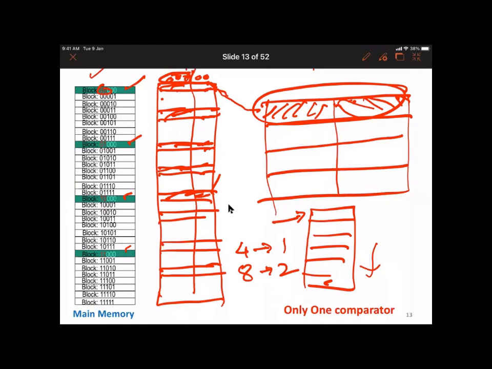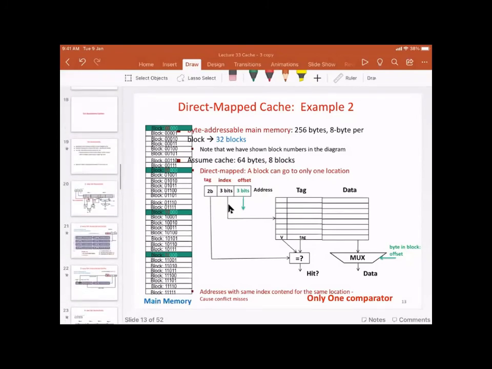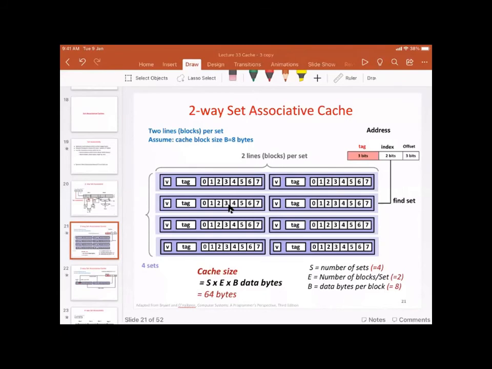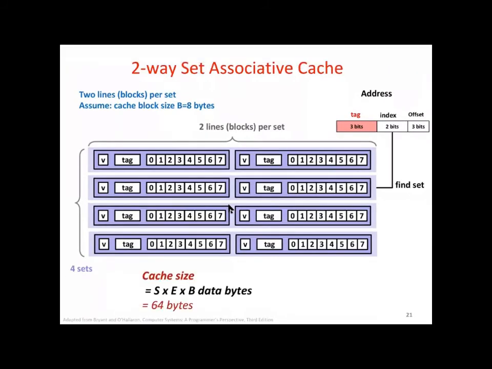Does it make sense? Now because of this, if this block happens to be here and the memory reference corresponds to this, then the number of hits will increase. What I suggest is just visualize what exactly is happening and how misses are reduced. We have the same number of blocks in main memory as well as in cache.